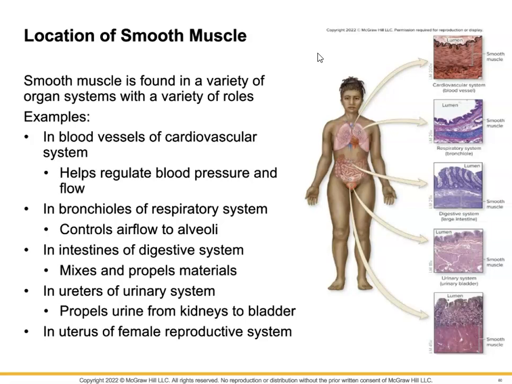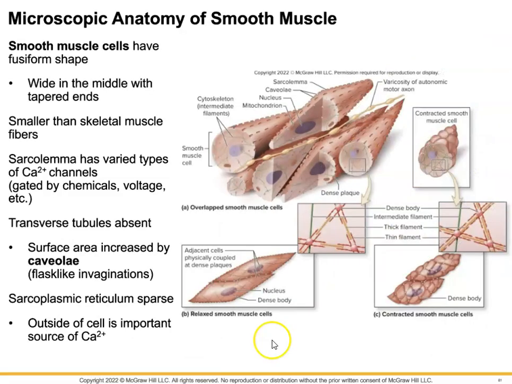In the ureters of your urinary system to move that filtrate from your kidneys to be stored in your urinary bladder. And in the uterus of the female so that we can push that baby out by contracting those muscles.